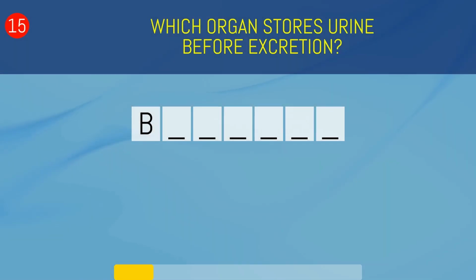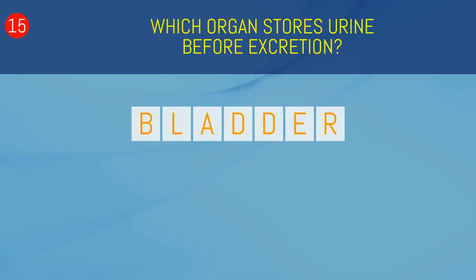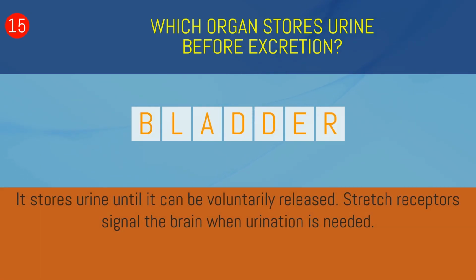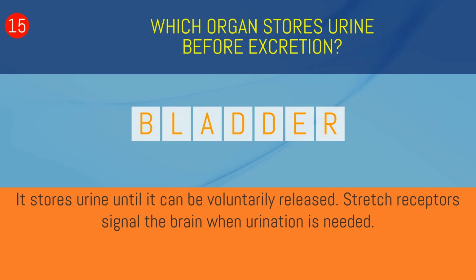Which organ stores urine before excretion? Bladder. It stores urine until it can be voluntarily released. Stretch receptors signal the brain when urination is needed.